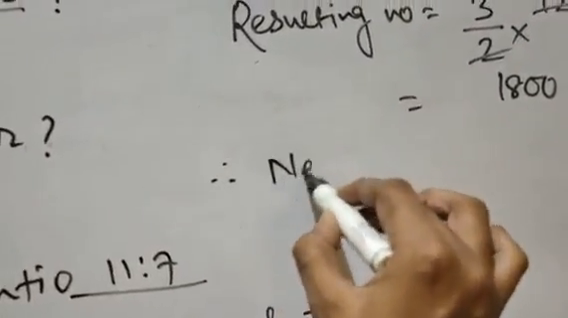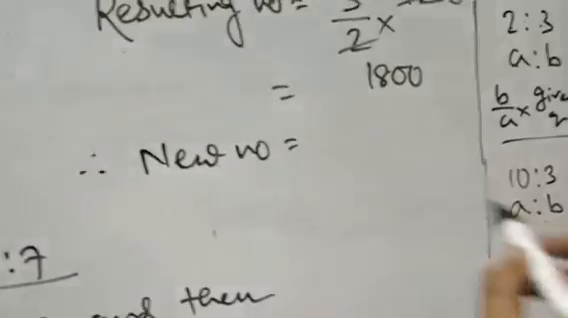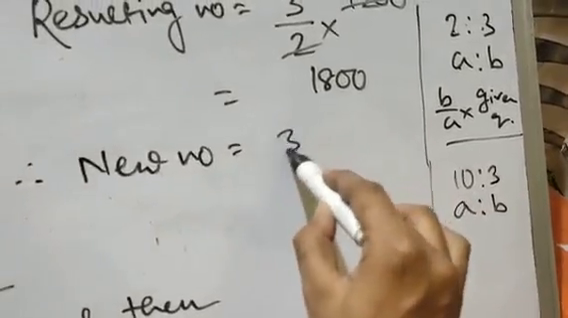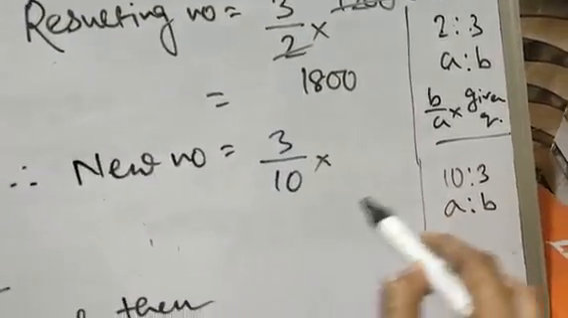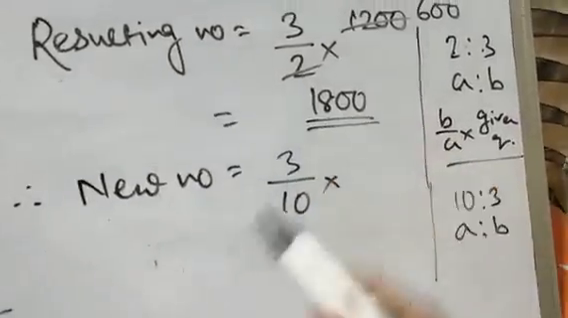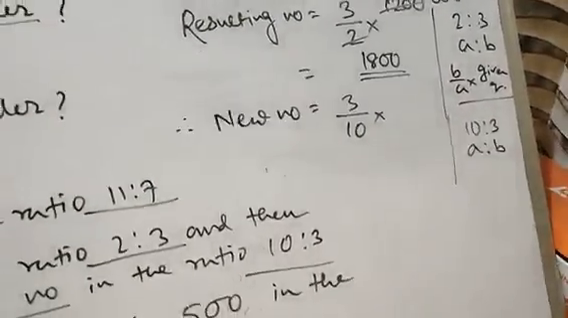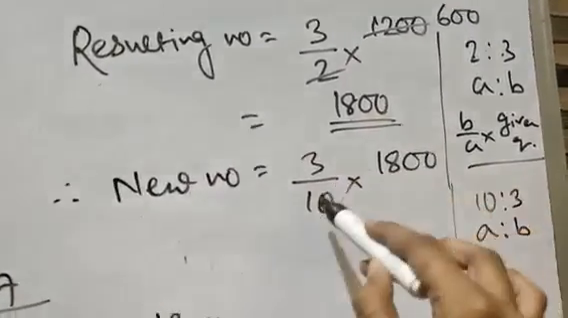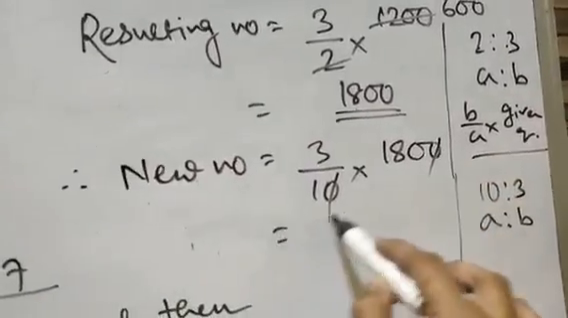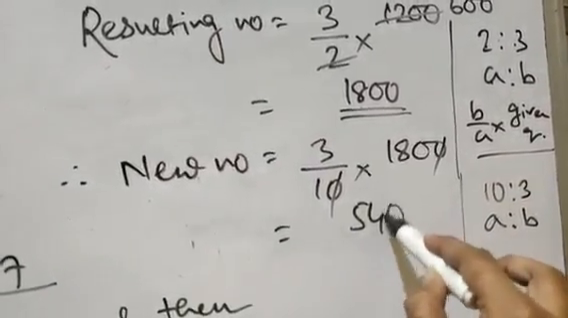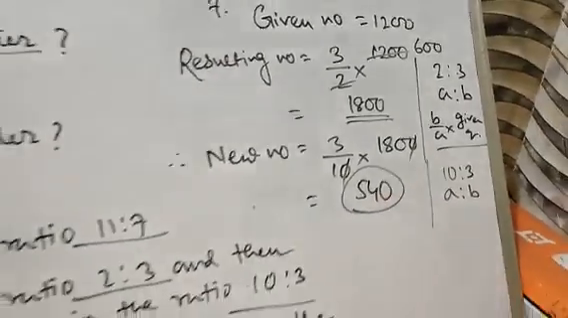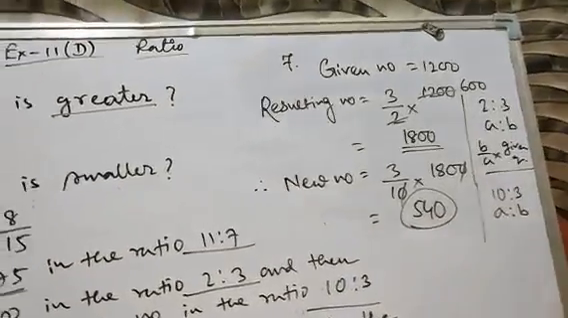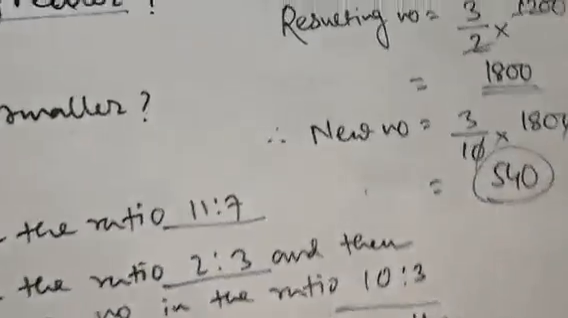Therefore the new number will be B by A. So B is 3, A is 10. B by A means 3 by 10 into given quantity, that is 1800, because we have to decrease the resulting number. The resulting number is 1800, so put 1800 here. That means 3 18s are 54, 540. So your answer is 540. Answer will be 540. Next, last question.